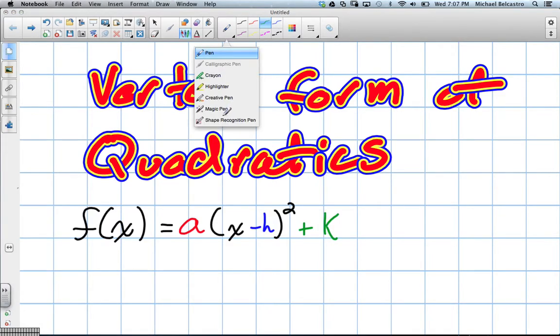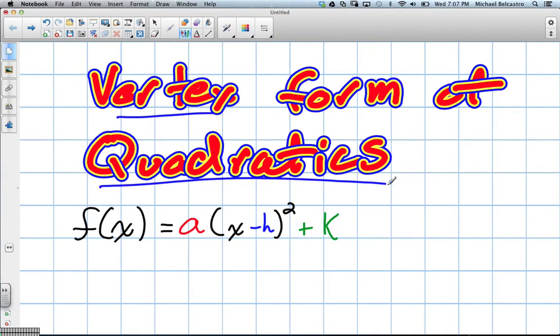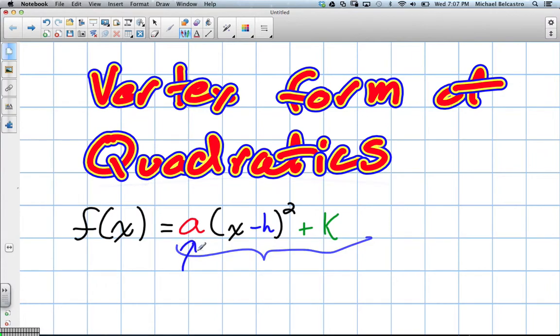Okay, so vertex form of a quadratic. This is our vertex form. We have three variables that really affect how we're going to graph our quadratic. We have the a, which we know stretches vertically and compresses vertically and also flips the parabola. h does horizontal translations and k does vertical translations, right?